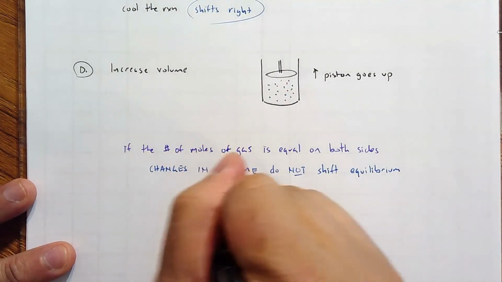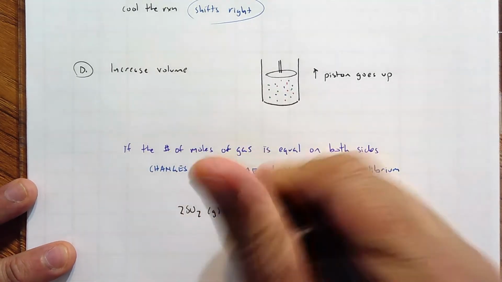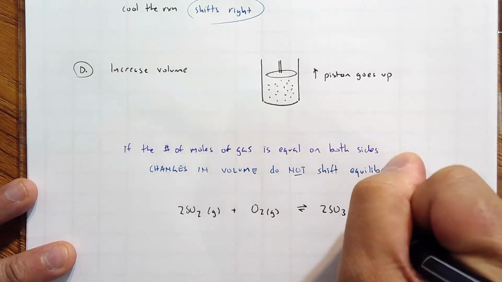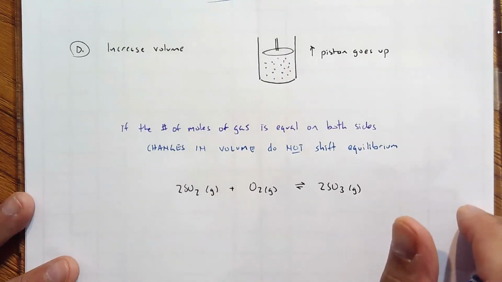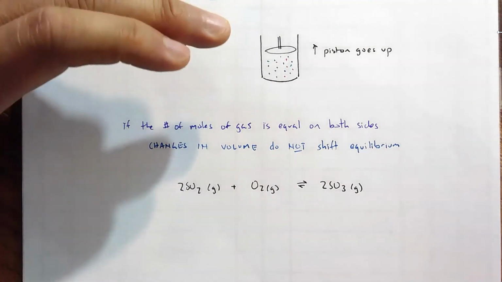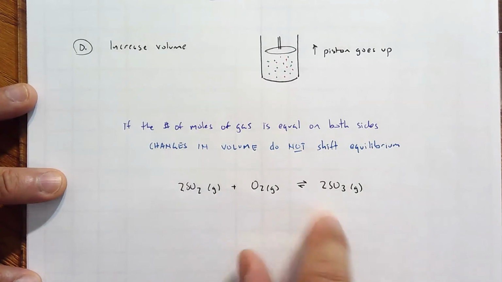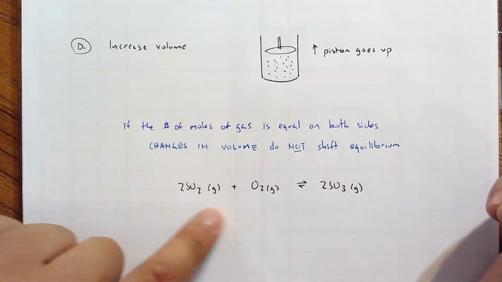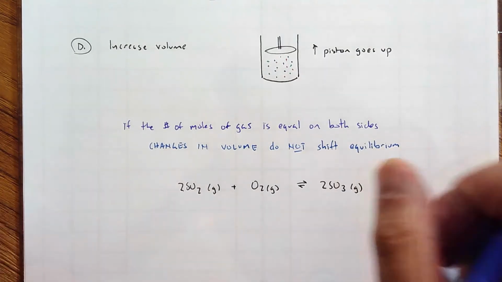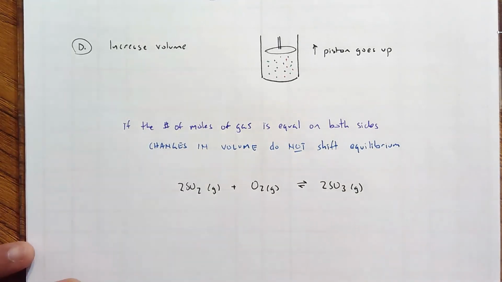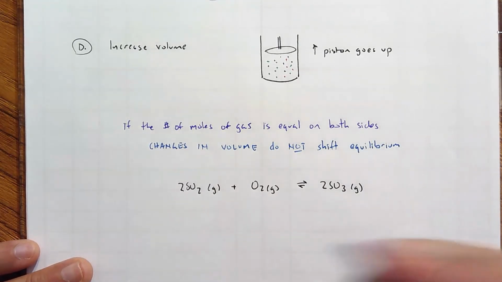We have SO2 gas, O2 gas goes to 2SO3 gas. This is tricky because when you change the volume, you are changing the concentration, right? You are changing the moles per liter of each of the components. It's just that when the number of moles of gas are identical on both sides, not only are you changing the concentration proportionally to each other, you're also changing the numerator and denominator in the Kc expression.